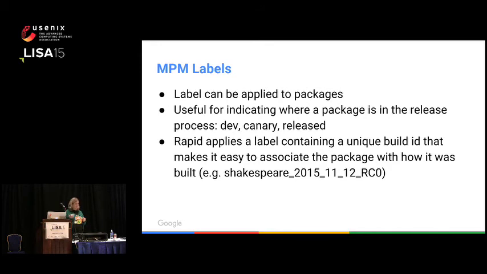Rapid, I think I talked earlier about a unique build identifier that Rapid uses to pass to Blaze. We also use this identifier for applying a label to a package. That way, when we look at a package, we can tell exactly what Rapid release candidate built it. That allows us to go back and look at the logs, see if there were any errors, and see exactly what was used to build that package, which can be very useful for troubleshooting.